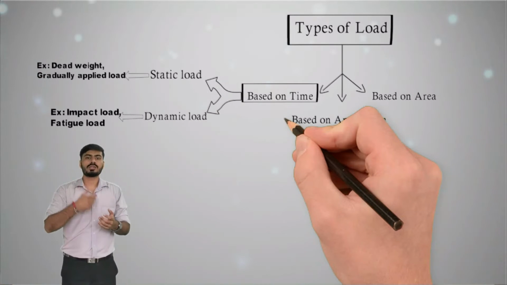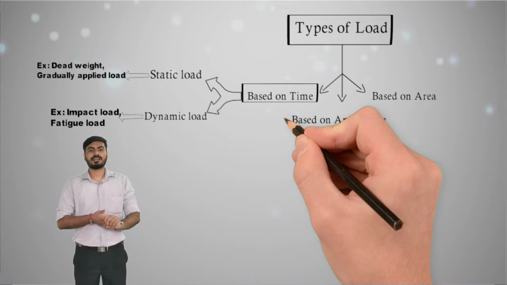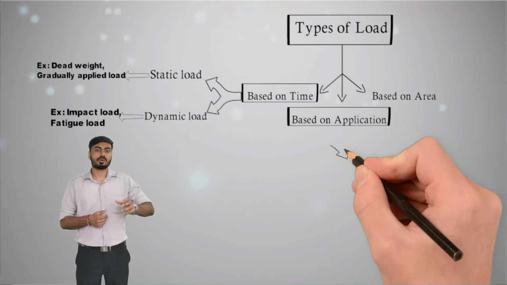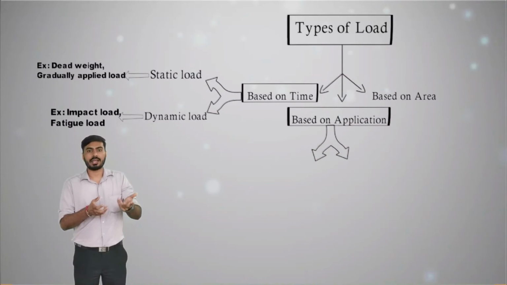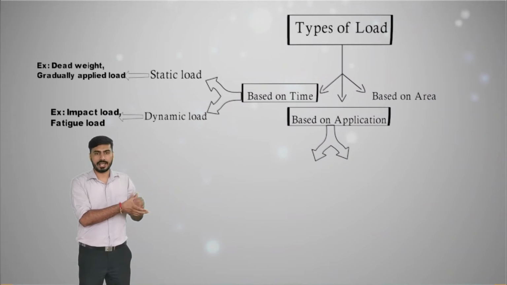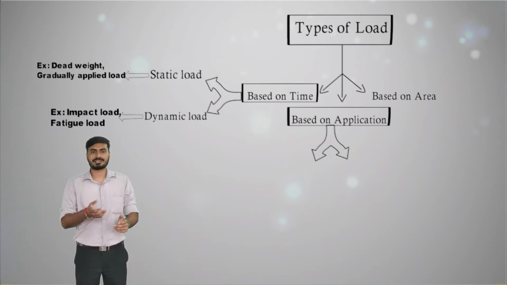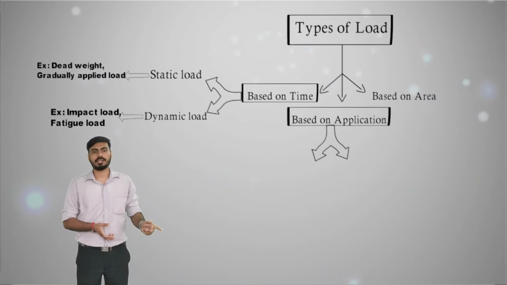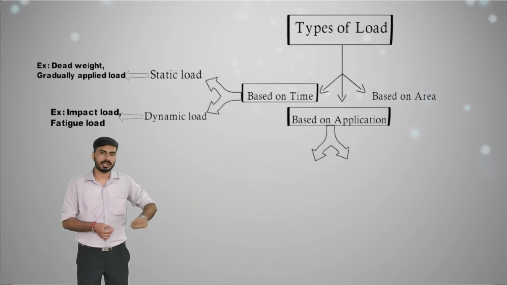Now let's move on to the next category, that is the category based on the application. Loads can be categorized based on how the load is applied in the actual working condition of the object. We have taken an example of a rectangular block, and as you can see, the rectangular block has an axis along its length.